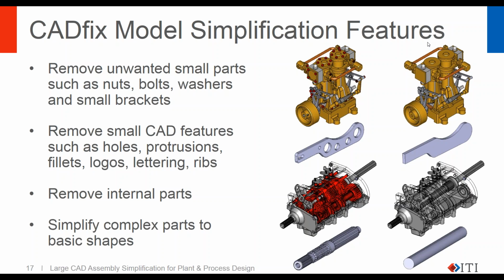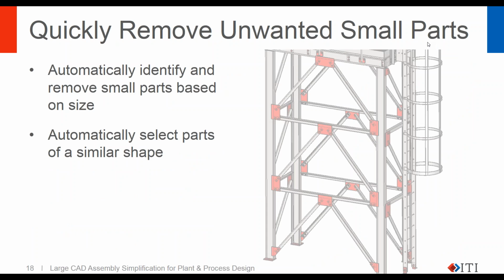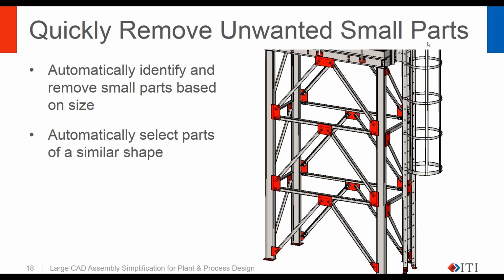And we've found that this large range of tools we've got in the CADFix product can be applied to the process industry. So just looking at some of them here, we can quickly and automatically identify and remove small parts based on size. So go into a model and just say remove everything less than a 50mm bounding box or 100mm bounding box. Highlight them, remove them, a one-step process. You could also automatically select parts of a similar shape. So rather than basing it on the size, you could select a particular component and say now find everything else that looks like this and delete it.